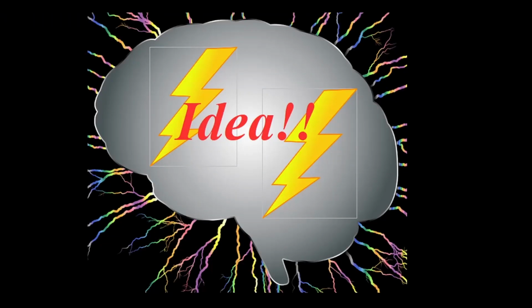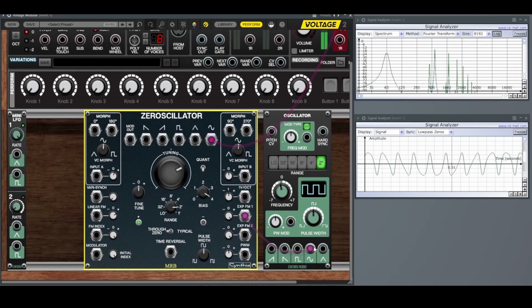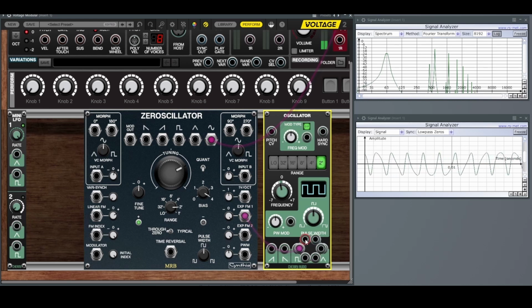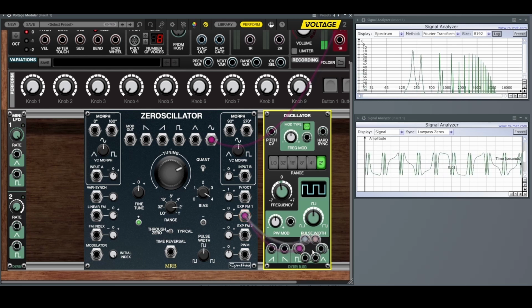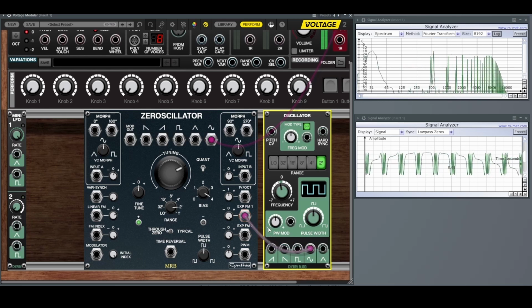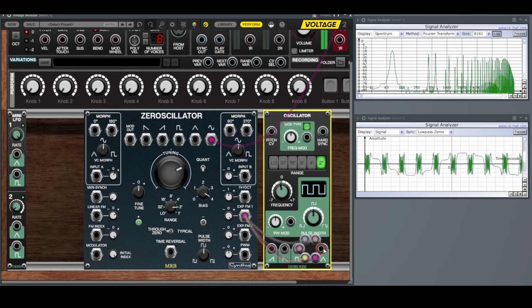But hey, wait a minute. What if I patched the modulating oscillator's output into the Zeroscillator's input more than only once? Well, let's try. Yes, that's it. Yeah, that's it.